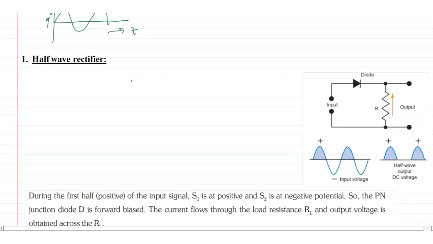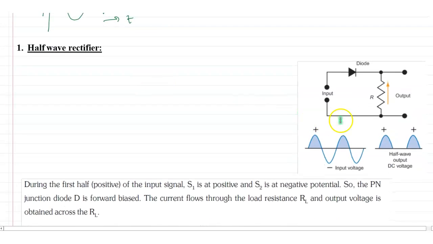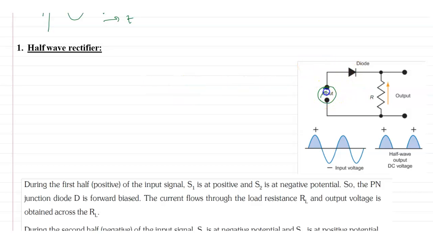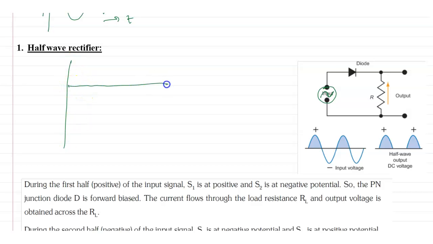So here we are first going to show the half wave rectifier. The half wave rectifier circuit is a very simple and easy circuit. You can see here this is the input source. The input signal is like this, a time versus voltage graph. This is called the peak voltage, the upper peak voltage and the lower peak voltage.